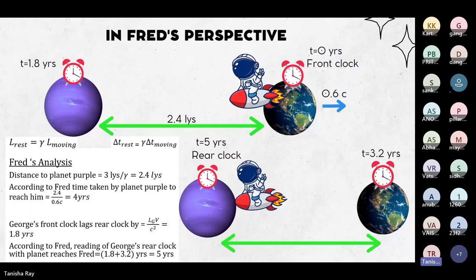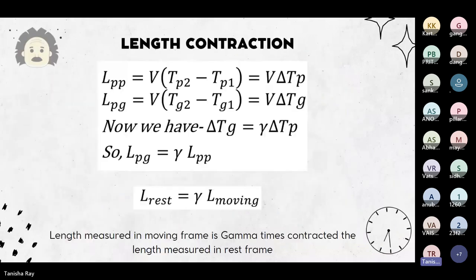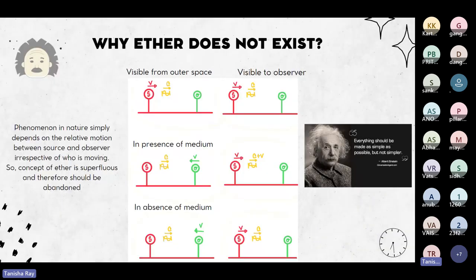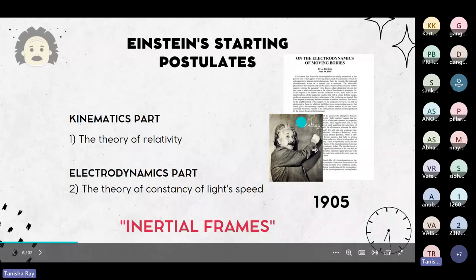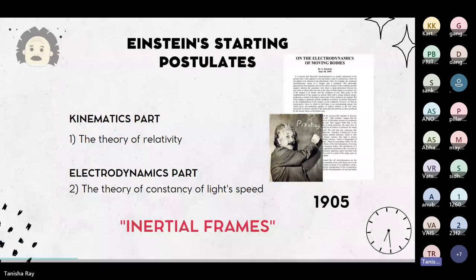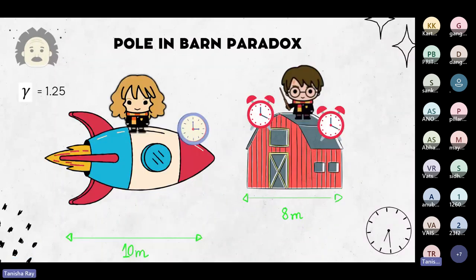Well, this is where I made you a fool in saying that we can actually look at the situation from Fred's perspective. This is because, if I go back to my first slide, I can show you that I had said a very important thing, which was inertial frames. Einstein's entire concept of special relativity works on inertial frames. As soon as the frame stops being inertial, special relativity fails, and we have to take the help of general relativity. Now, in case of Fred, till he was going to the planet purple, everything was fine.